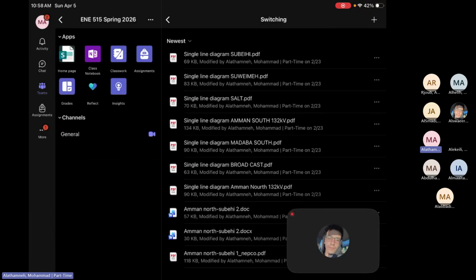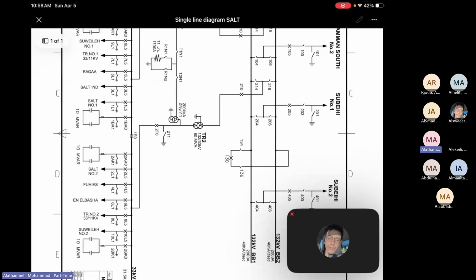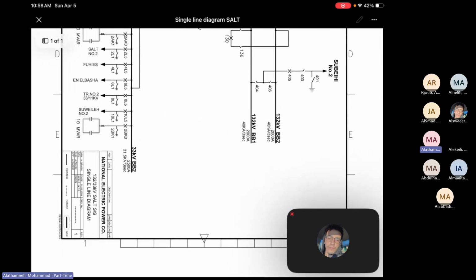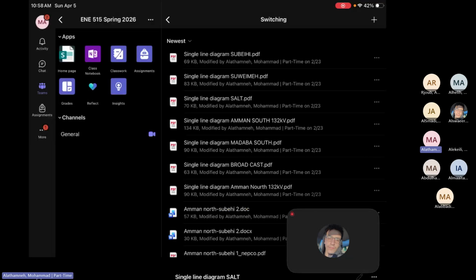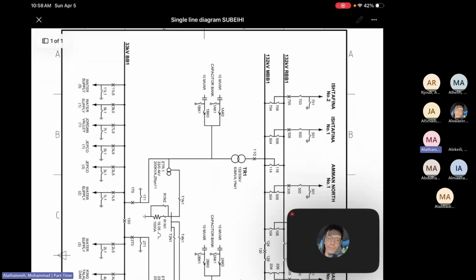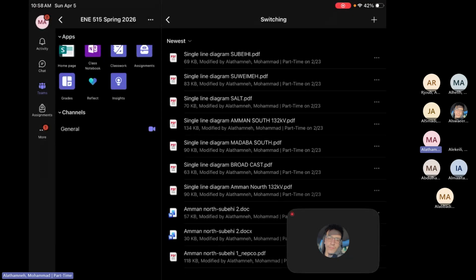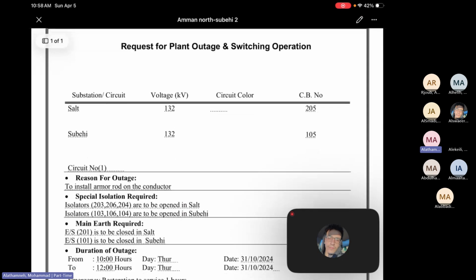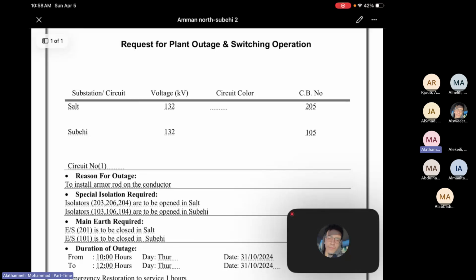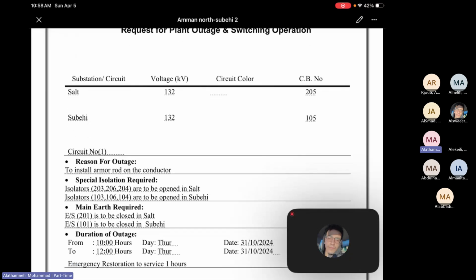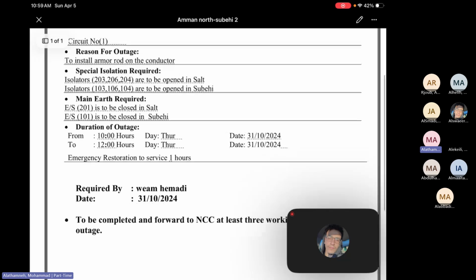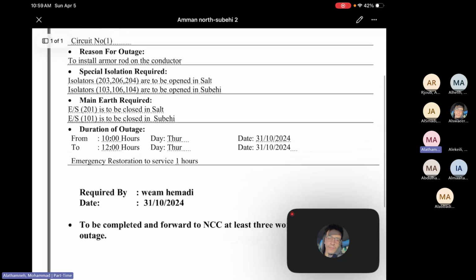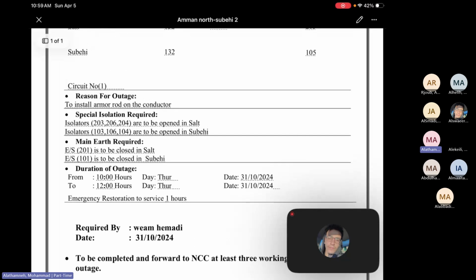Then you will see, for example, Salt and Sbehi. Here's the single line diagram of the Salt. The single line diagram of the Sbehi has already been provided before. In case you don't have it, you can go back to this folder and see it. Assume two examples, like Amman North Sbehi circuit number 1 and Amman North Sbehi circuit number 2. Here is an example of circuit number 1 between Amman North and Sbehi. Then you can validate this by looking at the circuit breaker numbers, isolator numbers, the air switches, all of them really matter for us.